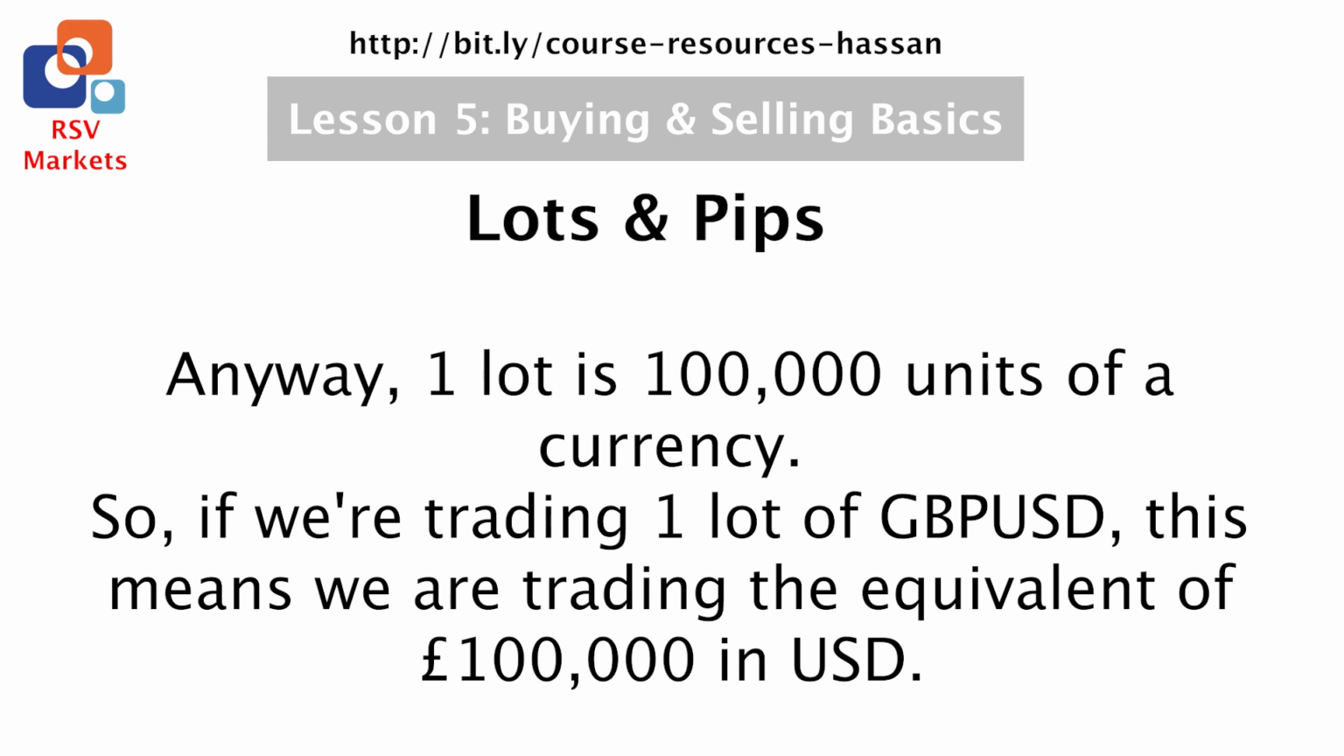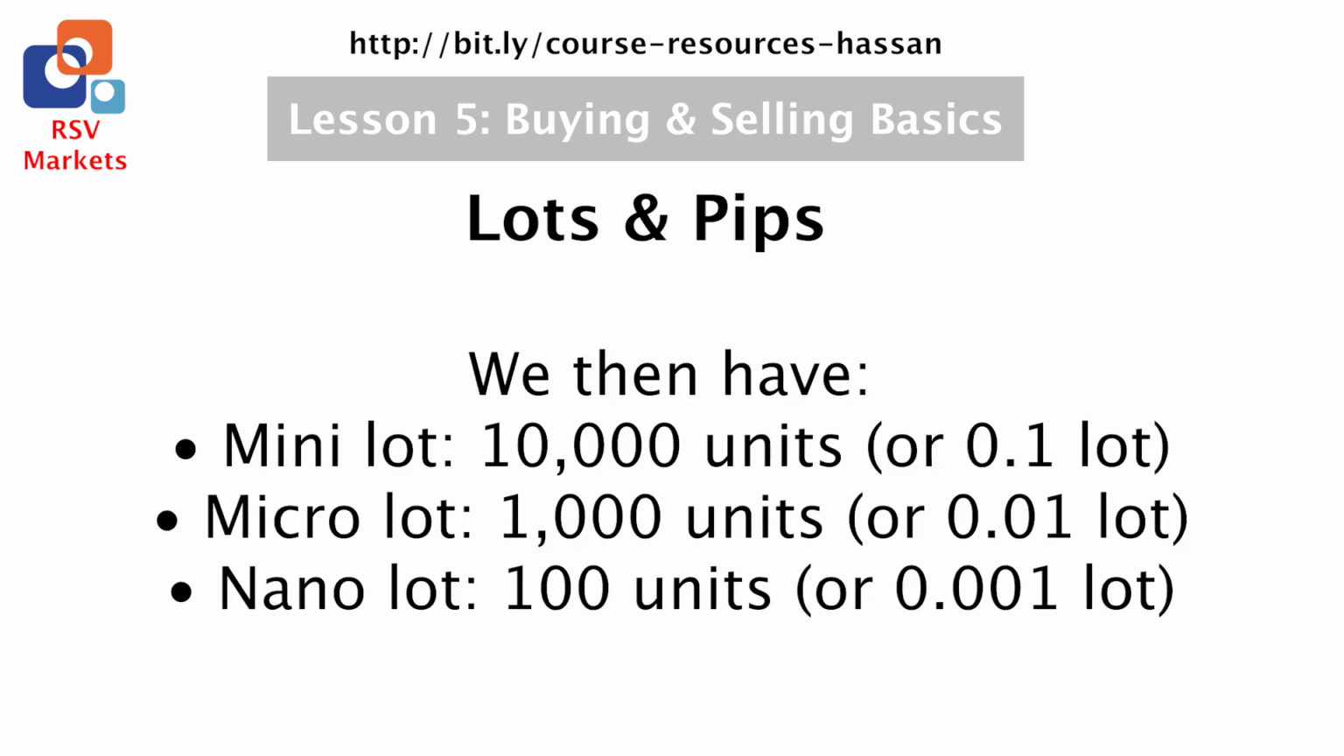So if we're trading one lot of GBP USD, this means that we are trading the equivalent of 100,000 sterling in US dollars. We then have a mini lot, 10,000 units or 0.1 lot, micro lot, 1,000 units or 0.01 lot, nano lot, 100 units or 0.001 lot.